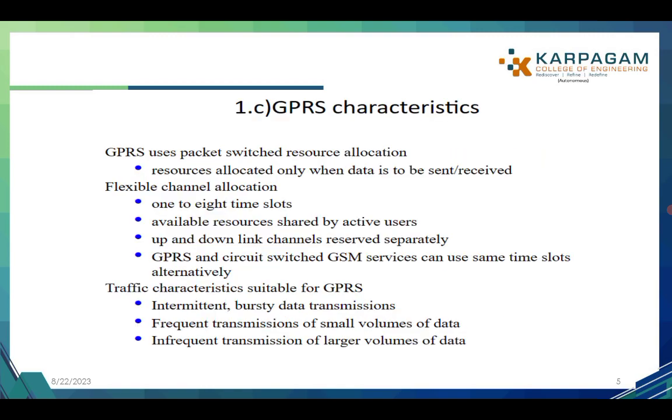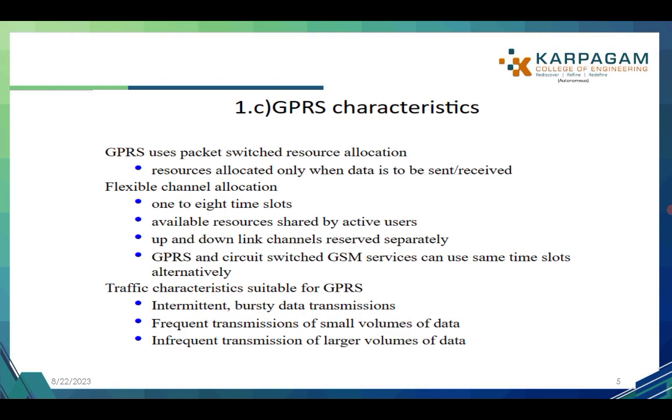Here the GPRS characteristics: it uses packet switched resource allocation. The resources are allocated only when data is to be sent or received. In the flexible channel allocation, 1 to 8 time slots are available, and resources are shared by active users. Up and down link channels are reserved separately, and finally the GPRS and circuit switched services can use the same time slots alternatively.